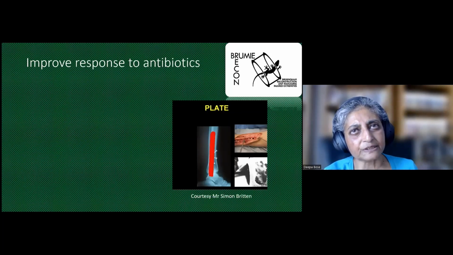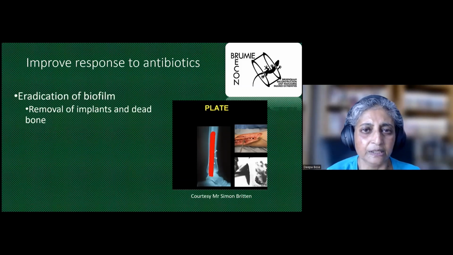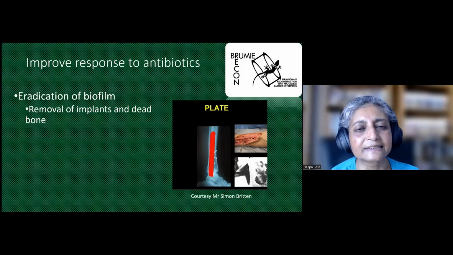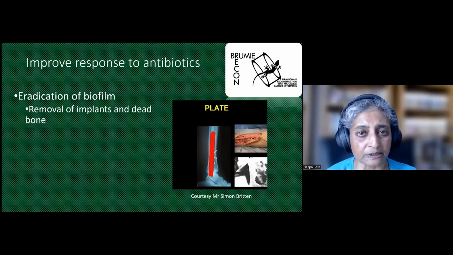So we've talked about improving the response to antibiotics, and we'll discuss here removing the biofilm. So you know that the biofilm coats any dead material. That refers to implants or dead bone. And it's a surface phenomenon. It means that there are bacteria or microorganisms living in a very low metabolic state on the surface of either dead bone or implants. And unless you remove this completely, you will not be successful in controlling your infection, because antibiotics are not able to reach these microorganisms inside the biofilm. So if you want to eradicate the biofilm, you have to remove all implants and dead material.